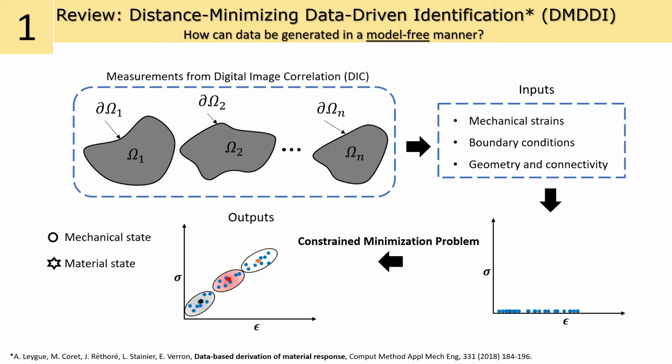With these inputs, the DMDDI will solve a constraint minimization problem, at the end of which it will output mechanical stresses associated with the mechanical strains we gave it at the beginning, as well as material states obtained through clustering of the mechanical states.